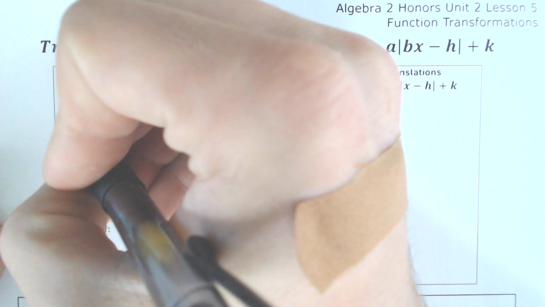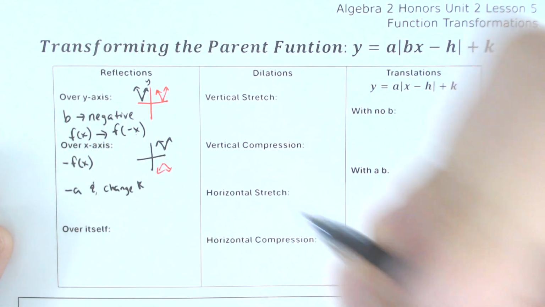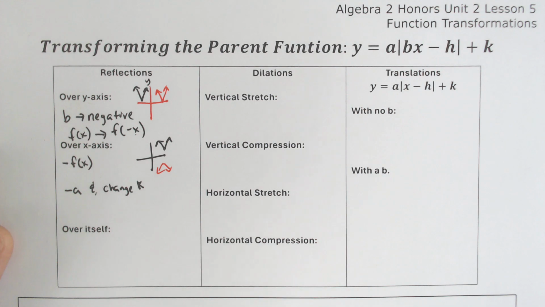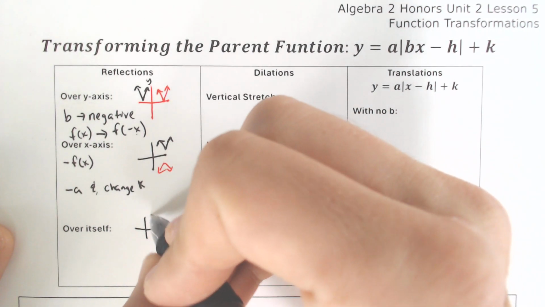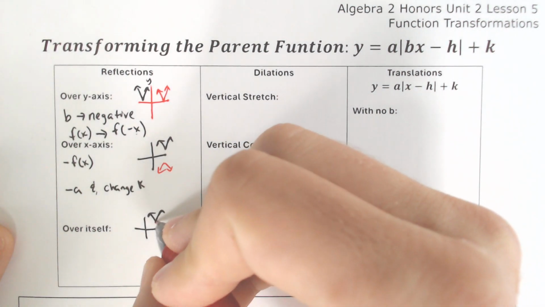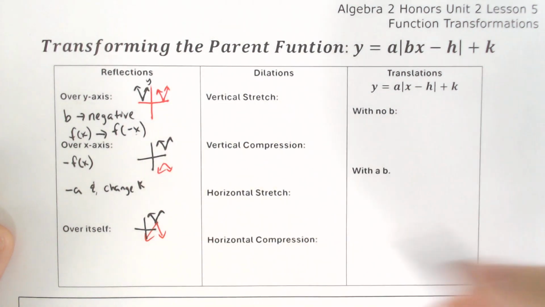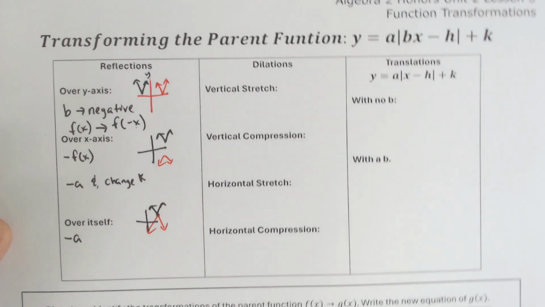By technicality, if you want to flip it over the y-axis, it would mean that f of x is turning into f of negative x, where you change the value of x to negative x. If the graph was up here and you don't want to flip it over the y-axis, but you just want to flip it over itself like that, that would just mean that the a value is negative. Okay?